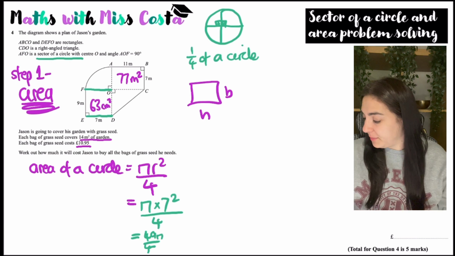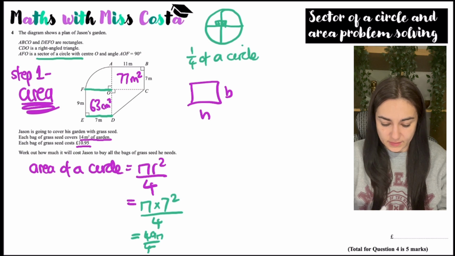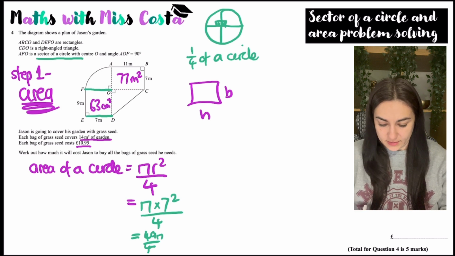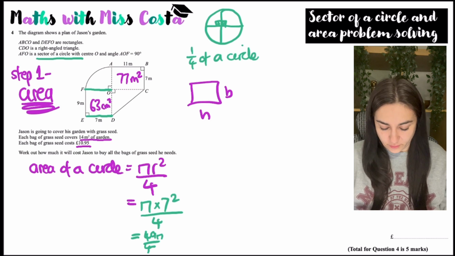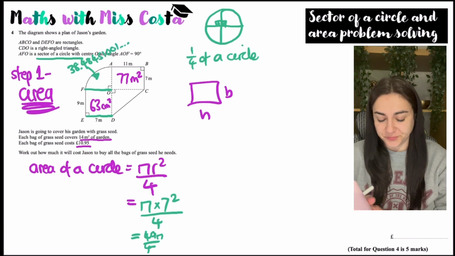And I can just type that into my calculator. So 49 pi divided by 4 gives me 38.48. So this would be 38.48451001. I can deal with rounding later.